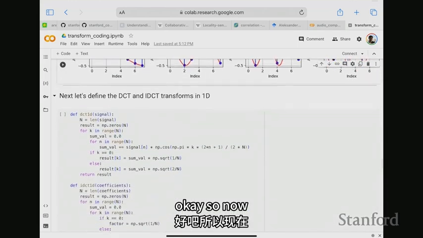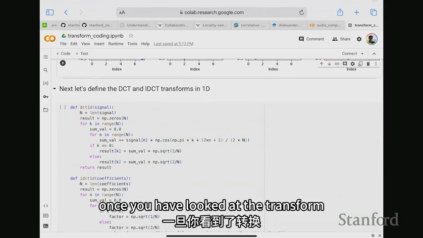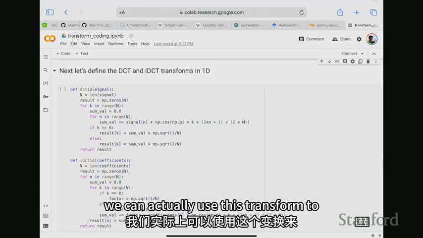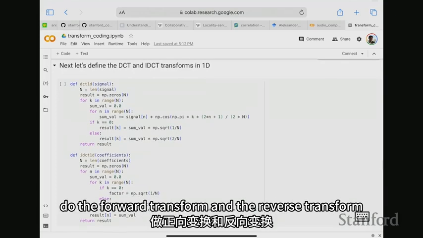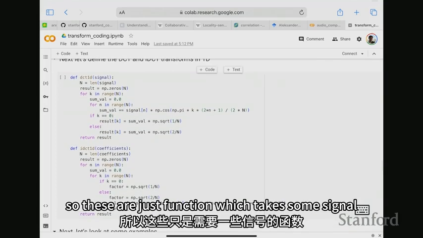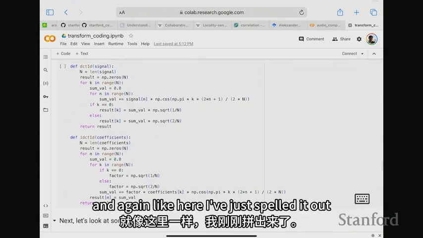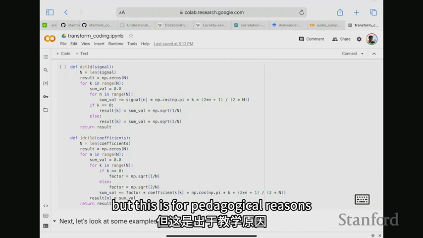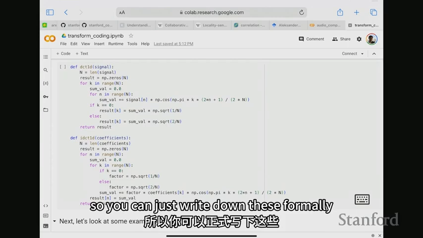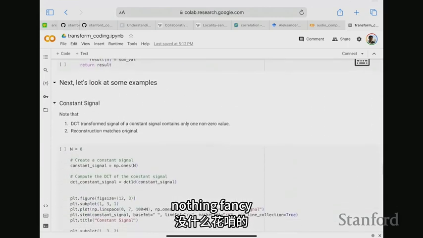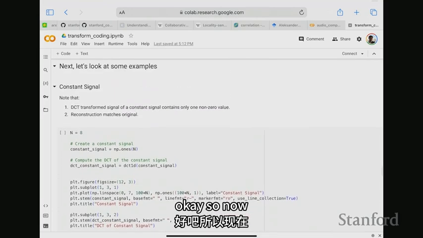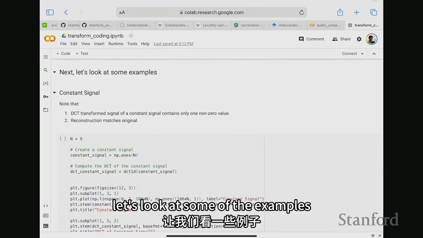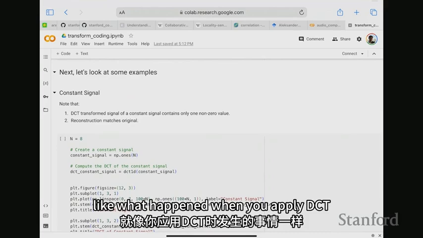Now once you have looked at the transform, we can actually use it to do the forward transform and the reverse transform. These are just functions which take some signal. Here I've just spelled it out. There are also SciPy functions which you can use in practice, but this is for pedagogical reasons, so you can just write down these formulae. Nothing fancy.